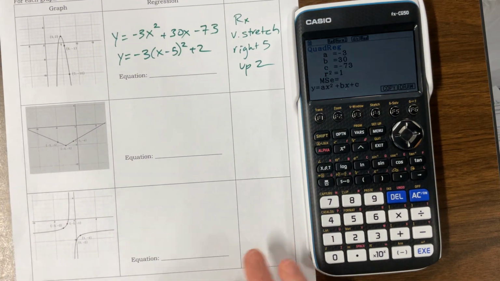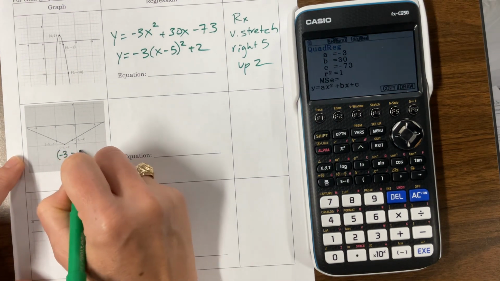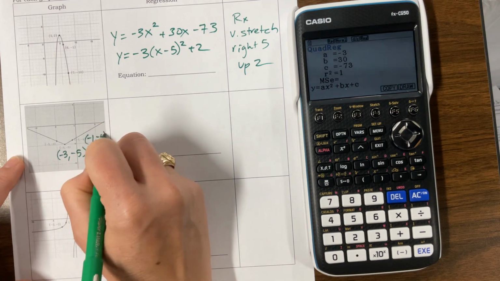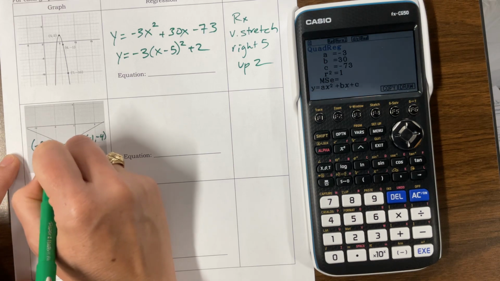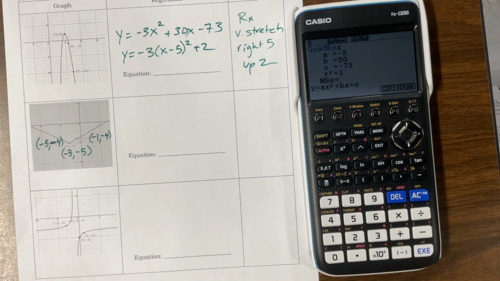Okay, this next one, I can't see the numbers. I see a -3, -5. I'm going to write it a little bigger. -3, -5. This over here was -1, -4. And this over here is a -5, -4. On this one, to be honest with you, we can't really use our calculator. This is an absolute value function, and our calculator won't do an absolute value function regression.